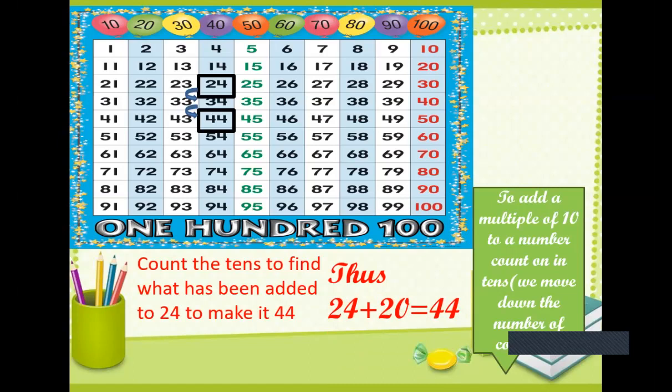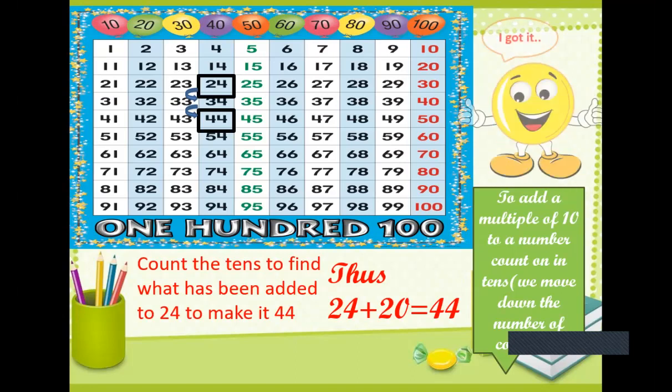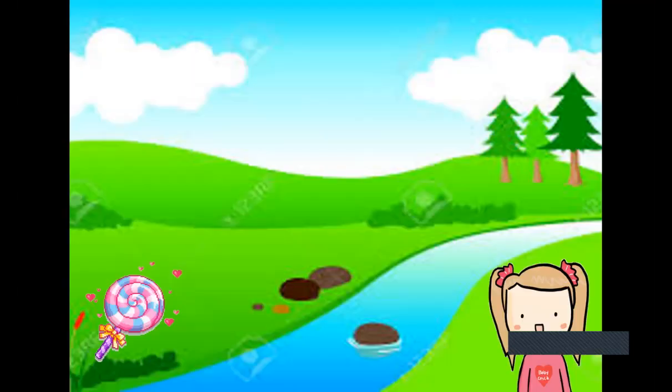Okay, children. So how will you do it using the number square? You have to check how many tens are there in 20. 20 has two tens. That means you keep your finger on number 24 in the number square and jump two times downwards. If you jump one time, you will reach 34. Again one more jump, you will reach 44. So the final answer will be 44. From 24, you have to jump two times downwards. Okay, got it? Very good.